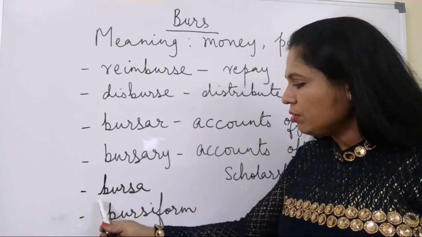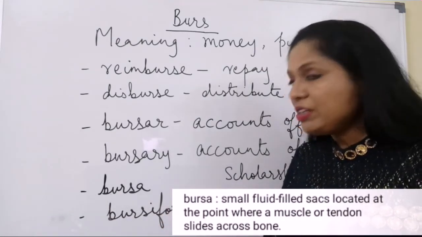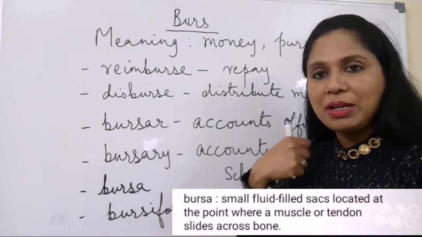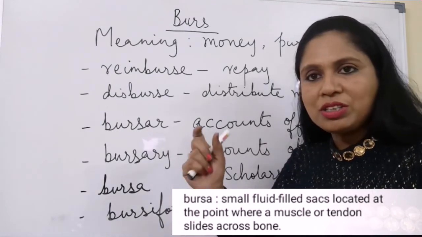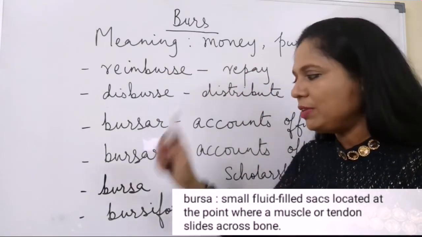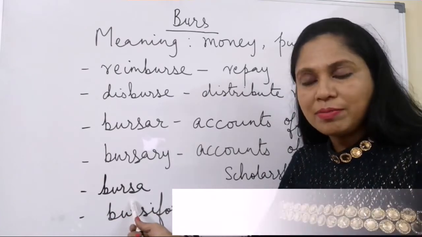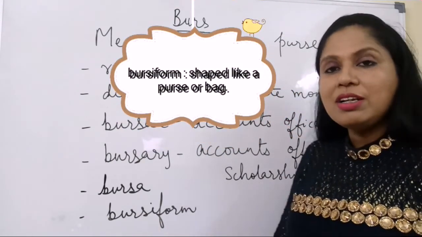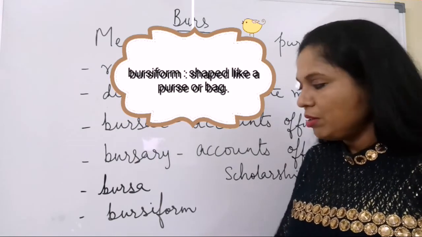The next word is bursa. Bursa is, there are some sacs in our muscles which are connected to the bones, and the shape of those sacs is like a purse. So it's because of that shape that this word takes the root word burse. The next word is bursiform. Bursiform means like a purse or something which is shaped like a purse.